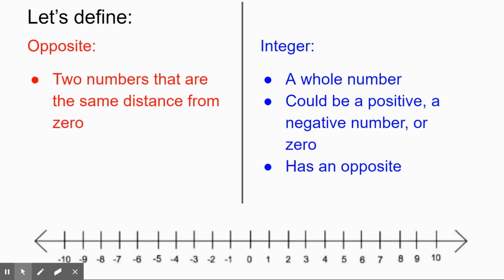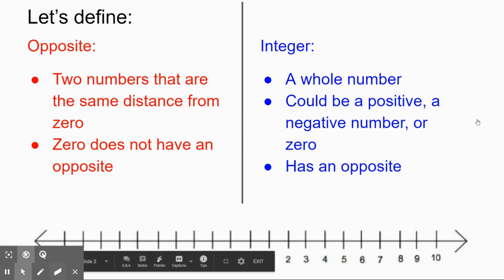Opposites are two numbers that are the same distance from zero. The only integer that's not going to have an opposite is zero, because it's at zero already. It can't be the same distance from itself.